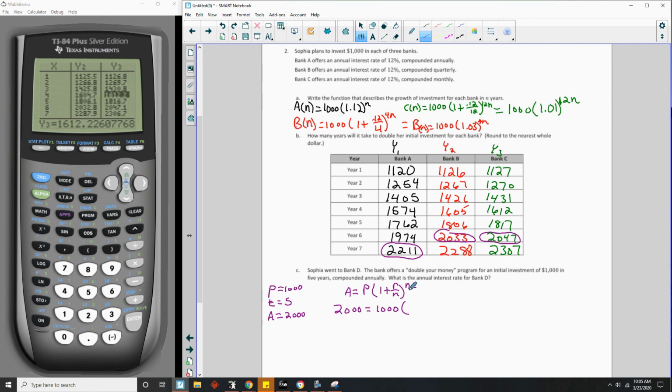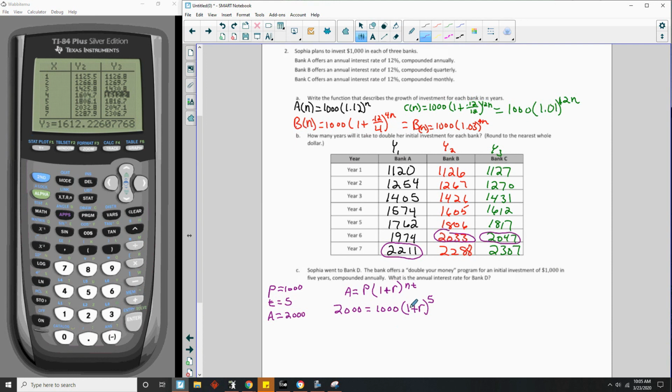So it would be not R over N, because this is going to be compounded annually, so N is going to be 1, so it's just simply R. Hopefully you understand that. So N is 1, so that's just going to be 1 plus R over 1, which is R, to the NT. So it's 1 plus R to the N, and my N is 1 again. That's my 1 times T, which is 5. 1 times 5 is 5. Okay, so there's our equation.